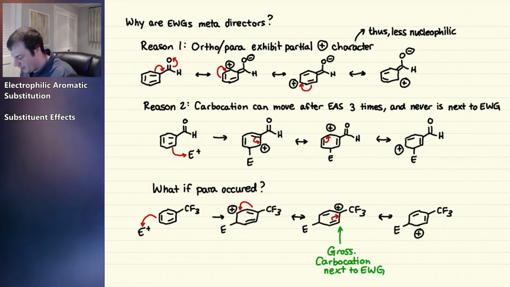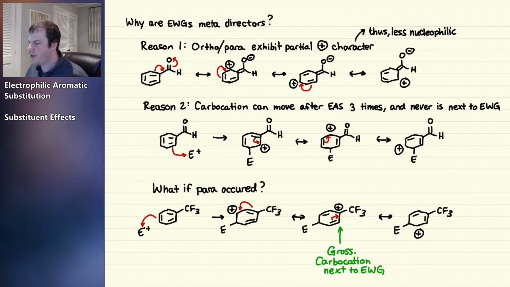But look at the above example. The carbocation, when we add the electrophile in the meta position, is never placed next to the electron withdrawing group. It sneakily avoids being next to that aldehyde in every single resonance structure, but that is never the case if you add the electrophile to the para or ortho positions. So these are 2 reasons why strong electron withdrawing groups strongly favor addition of the next substituent to the meta position, and they actively avoid the ortho and para positions.